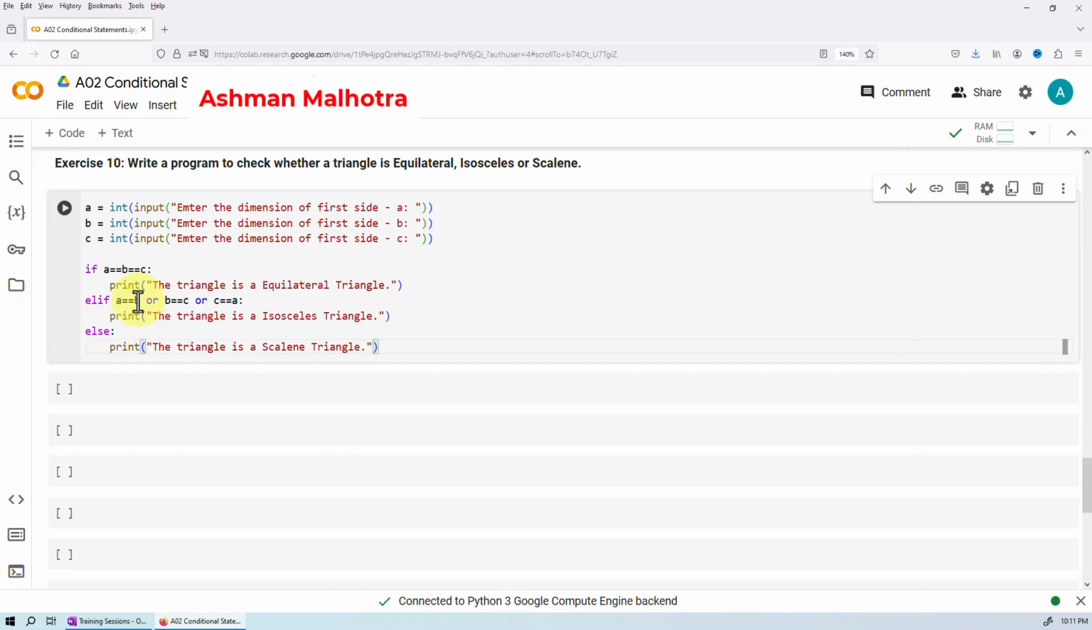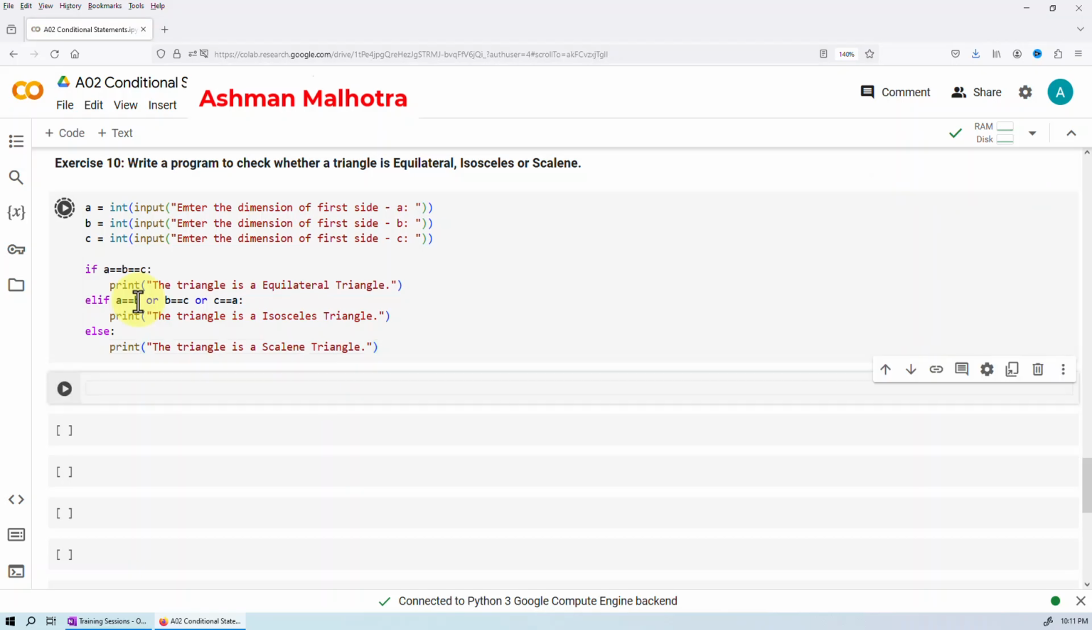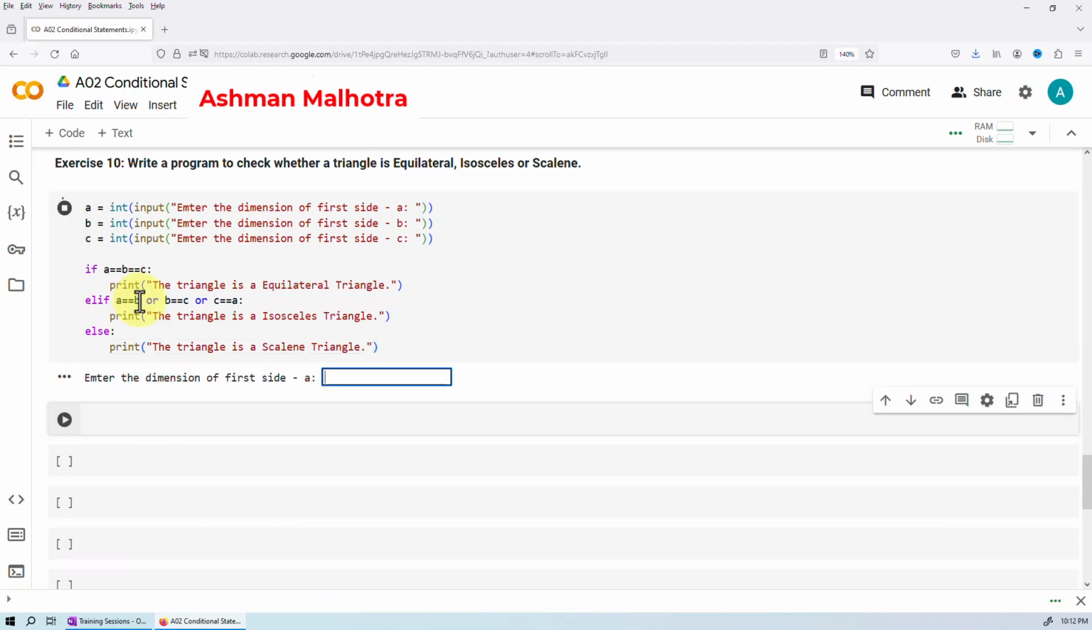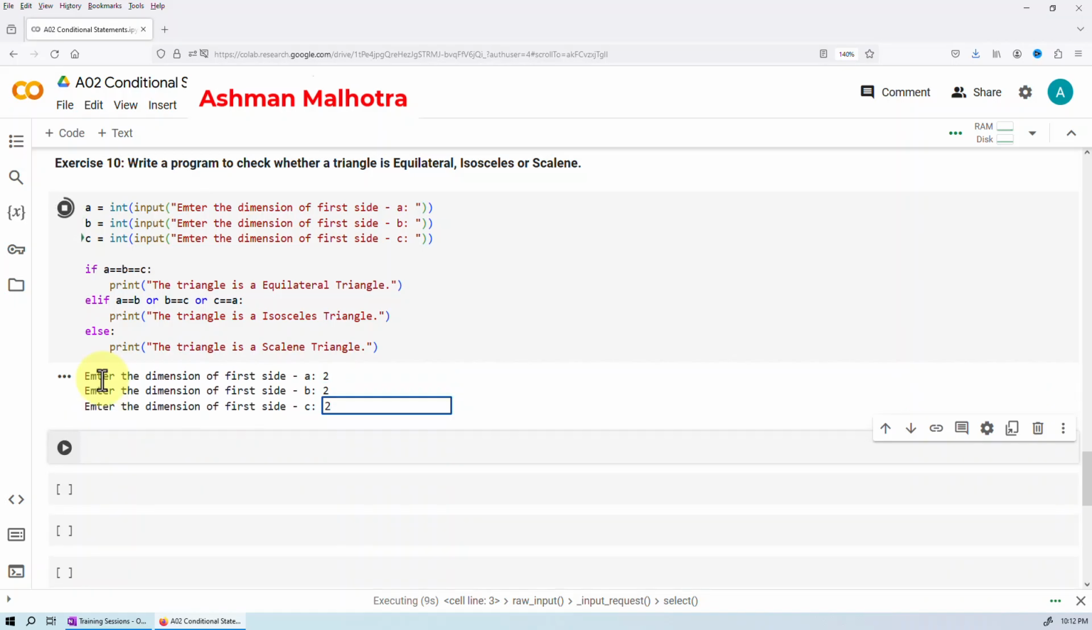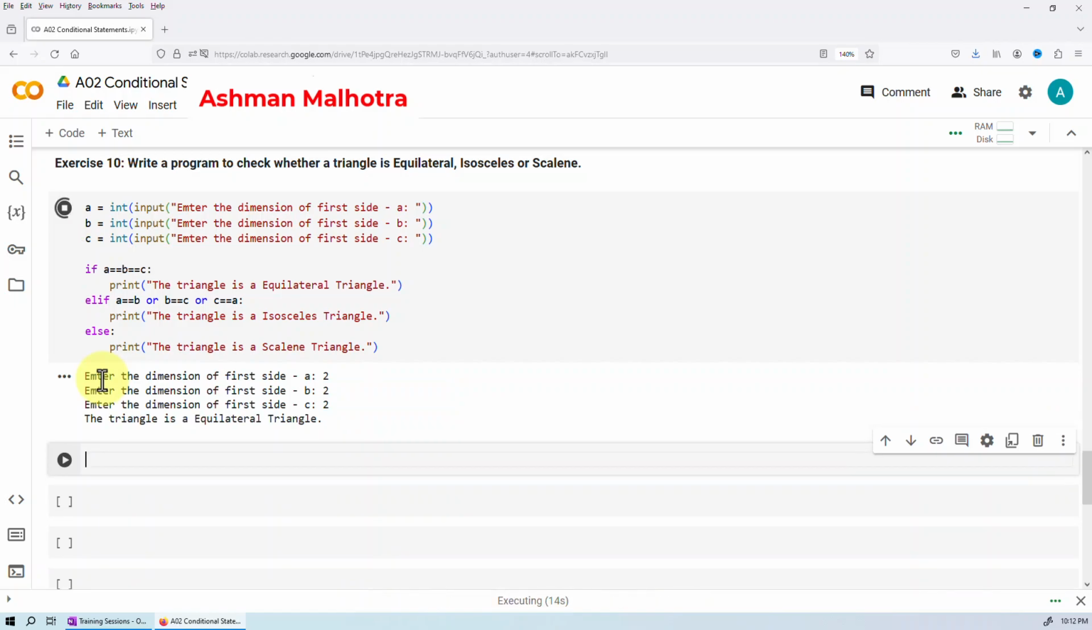Once done, let us execute the program, and now I'm going to give the input. I will pass the input, for instance, 2, 2 and 2. So all the dimensions, that is A, B and C, are the same. In that case, it is an equilateral triangle.